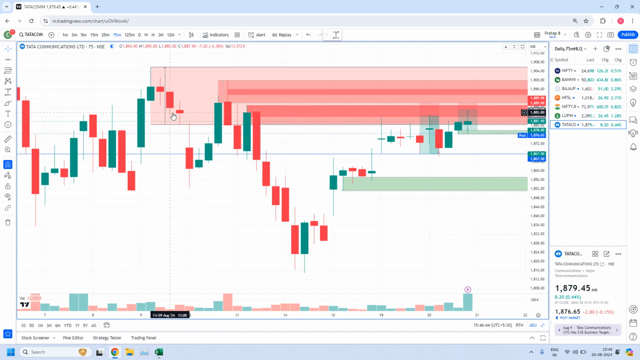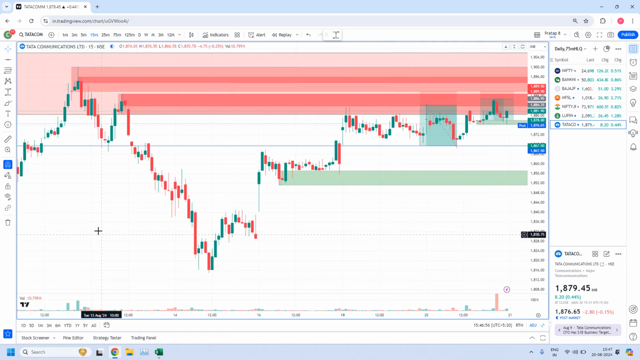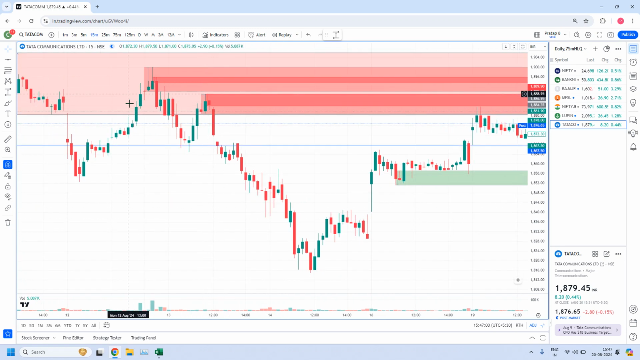So we need to identify the order flow in this zone. For that I fine-tuned the zone until the 5 minutes. So 75 minutes, the next time frame is 15 minutes. So I have identified 2 15 minutes zones within the 75 minutes high liquidity zone.